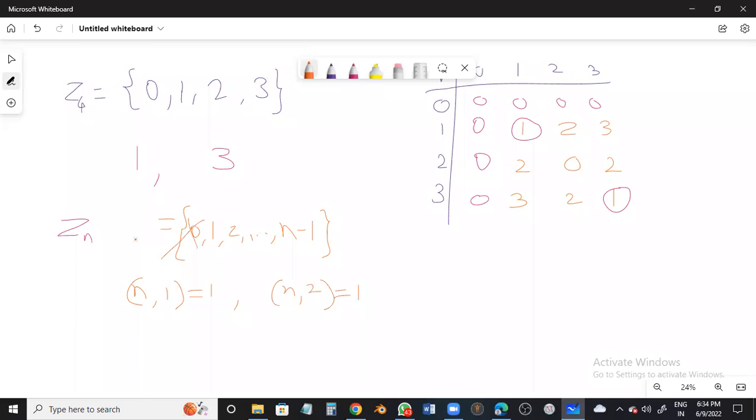And in the case of Z4 you are watching, 4 is not prime. So only 1 and 3 are invertible. 2 is not there. And we never think of 0. So 1 and 3 are the only units in Z4. Followed me?